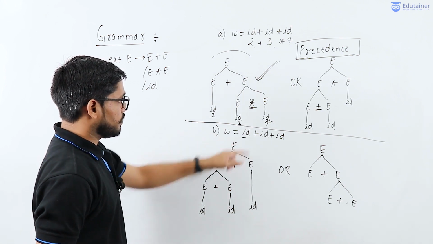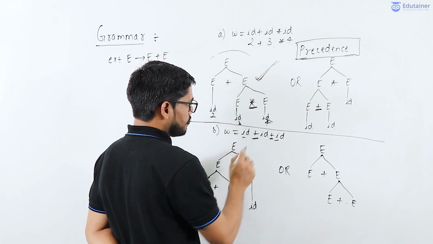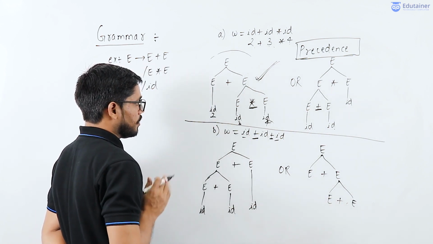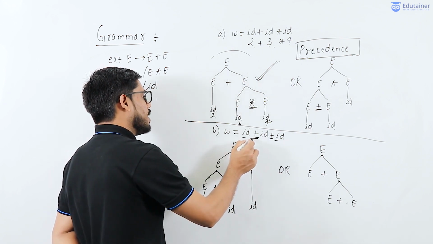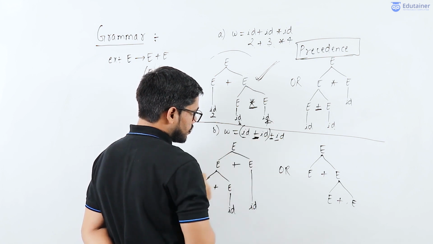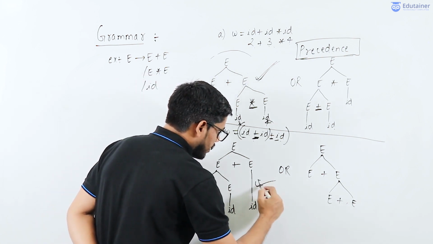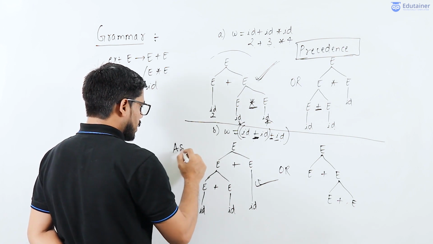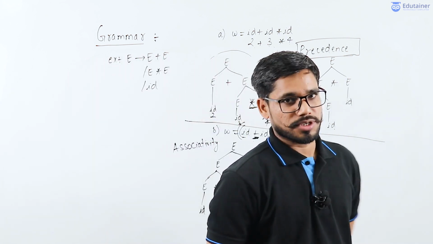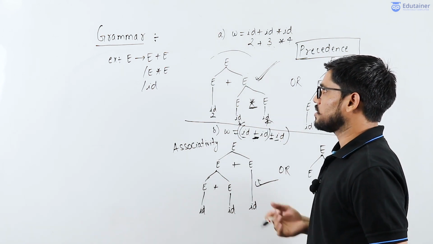Coming to the second string, W is equal to ID plus ID plus ID. In this string, you notice that I use the same operator, plus, two times. So which parse tree will get the correct result if I have the same operator in a string? We already know that the addition operator is left associative. So this particular plus is evaluated first, and after that we evaluate the result with the other plus. According to this associativity rule, this parse tree will get the correct result. So here the problem is associativity. We have two problems in ambiguous grammar: first precedence and second associativity. If we manage these two problems, then we can convert the ambiguous grammar into unambiguous grammar.